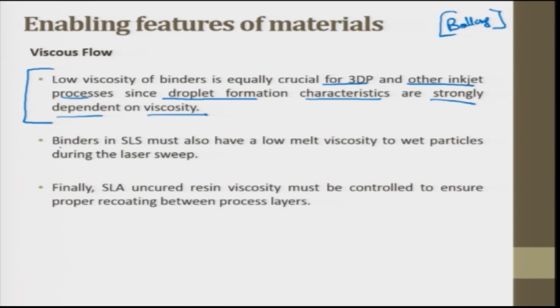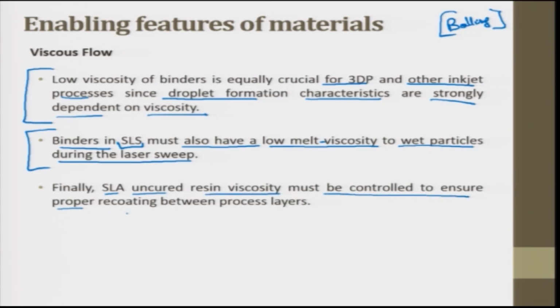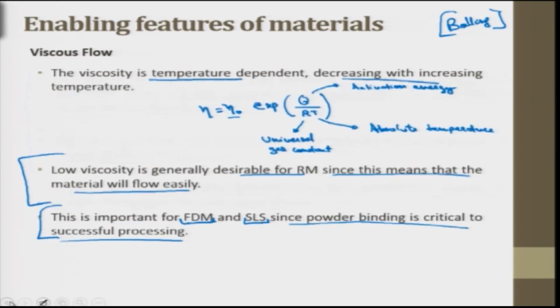Binders in SLS must also have a low melt viscosity to wet particles during the laser sweep. In the selective laser sintering process, binders should have low melt viscosity. So this is a factor here. Finally, in the stereolithography apparatus, uncured resin viscosity must be controlled to ensure proper recoating between processed layers. This is important. Viscosity is lowered significantly by increasing the temperature, as mentioned in this equation.